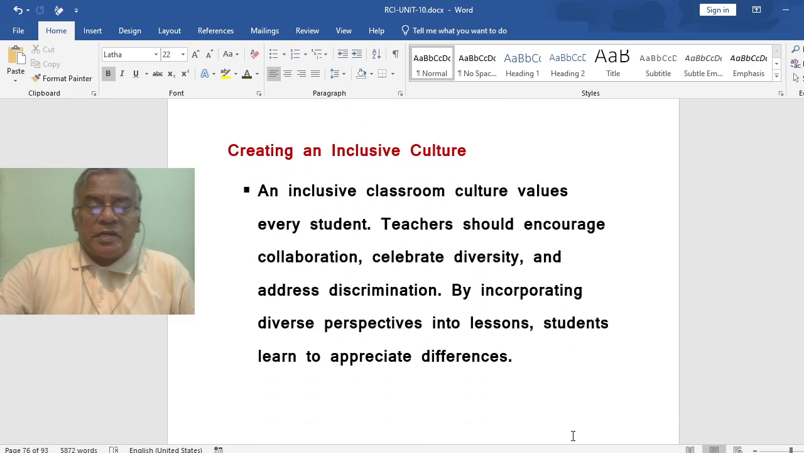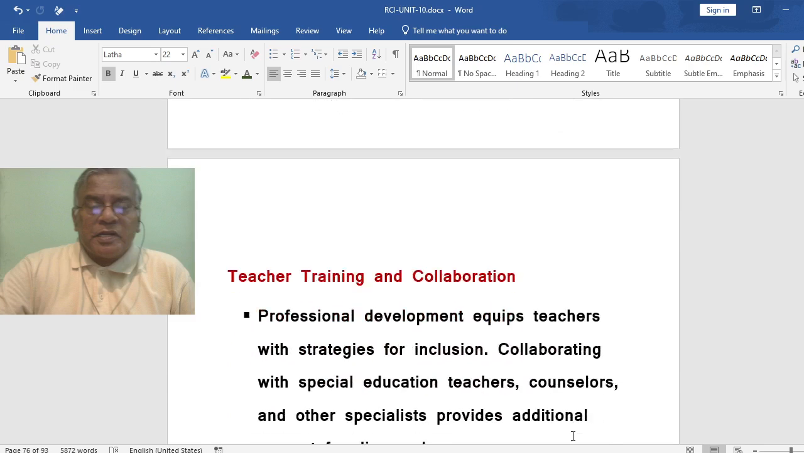How to create an inclusive culture? An inclusive classroom culture values every student. Teachers should encourage collaboration, celebrate diversity, and address discrimination. By incorporating diverse perspectives into lessons, students learn to appreciate differences.